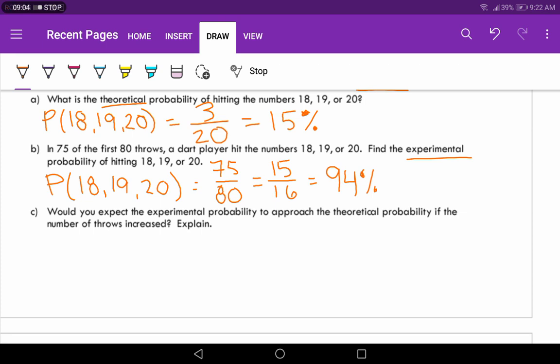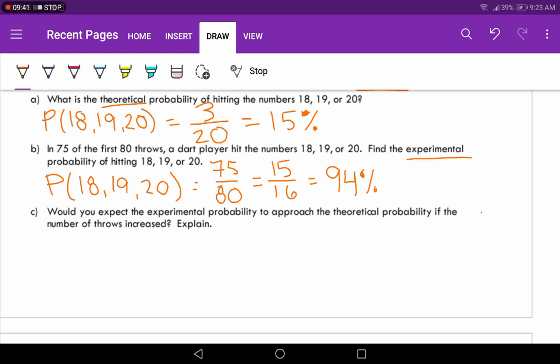So theoretically, he should have had a 3 in 20 chance of hitting 18, 19, or 20. But in reality, he actually hit 18, 19, or 20 94% of the time. So part C says, would you expect the experimental probability to approach the theoretical probability if the number of throws increased? So you need to have a little bit of background in darts kind of to understand this, and I really don't, but assuming that he wanted to hit 18, 19, or 20, right? He was aiming at them.